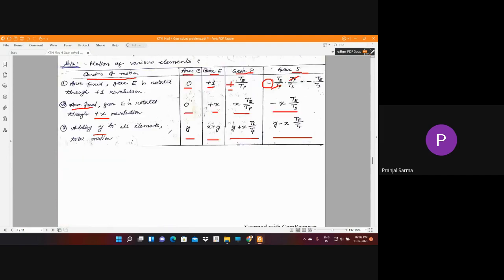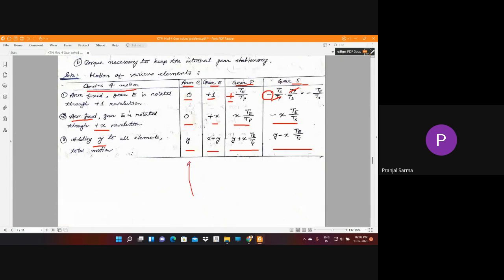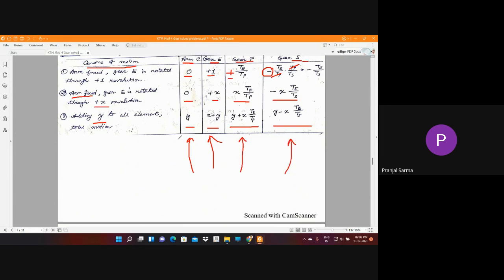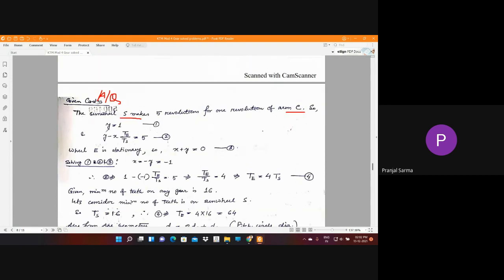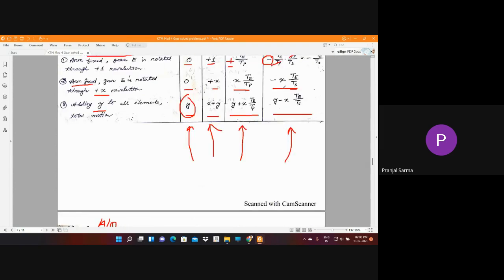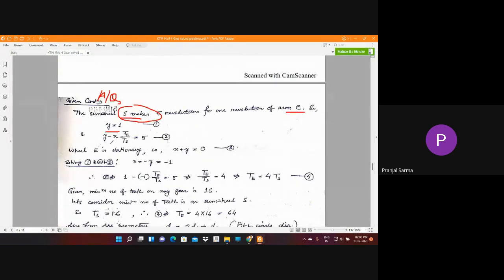Now we already have the different motions. This is for the motion of the arm C, this is for the motion of gear E, this is the planet gear, and this is for the sun gear. Now we can have some numerical value for these. So arm motion is y, so y equals 1, and when y equals 1, what happens to the motion of the sun wheel? The sun wheel motion is y minus x into T by TS, so this will be equal to 5. So y minus x into T by TS equals 5.